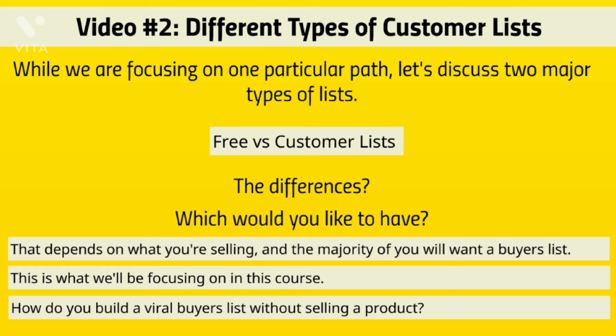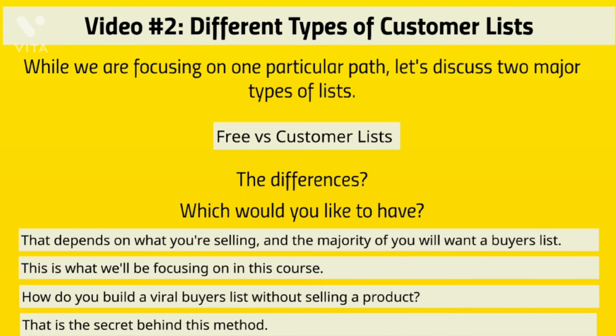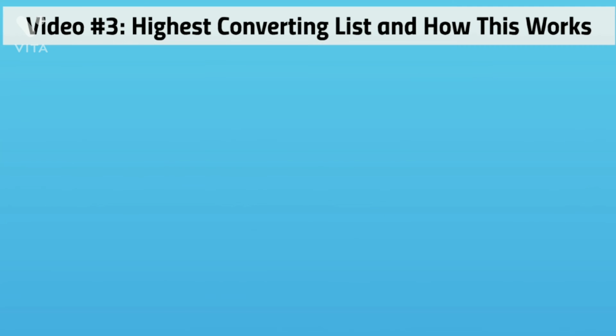Now, the question begs: how do you build a viral buyer's list without selling a product? Because selling a product takes time, and that's not necessarily getting it to build virally and getting other people to build it for you. That is the secret behind this method: you get other people to actually build the list for you. Yes, it does take time, and yes, there is some work involved, but this is the closest thing to that. So with that said, let's move on to video number 3.